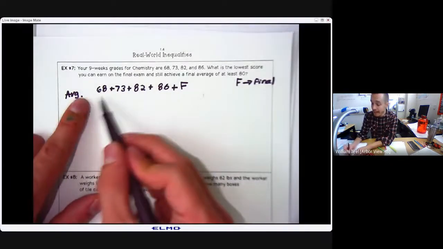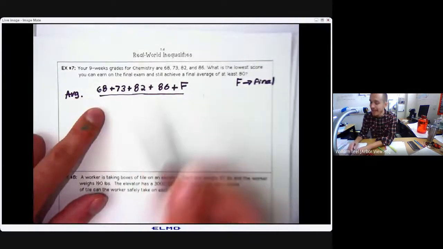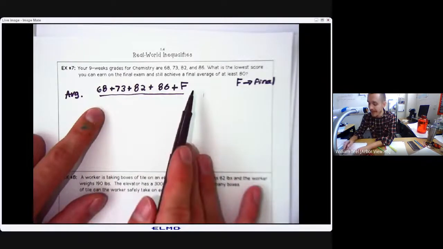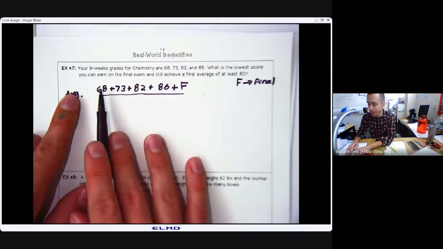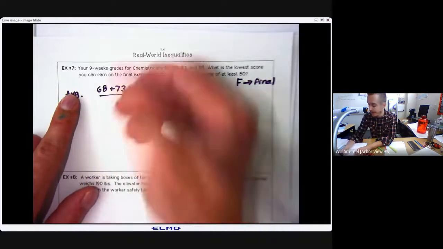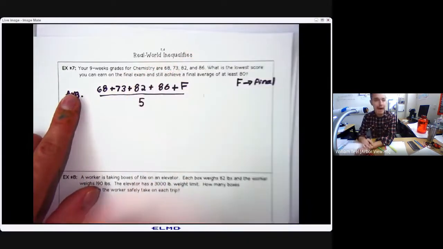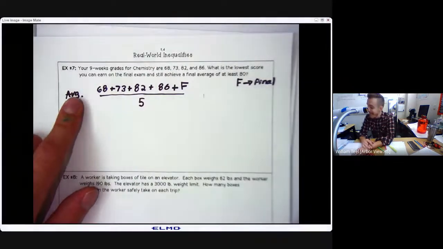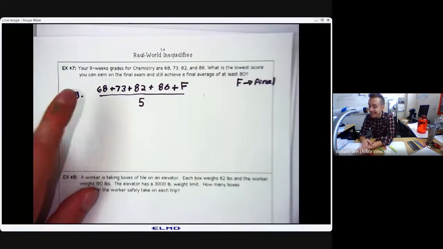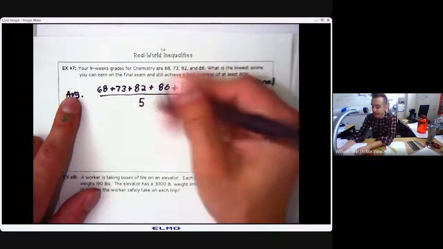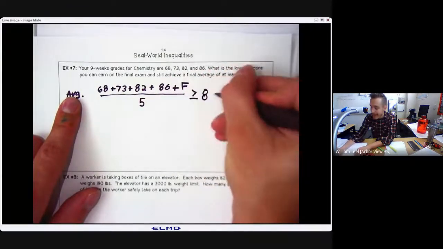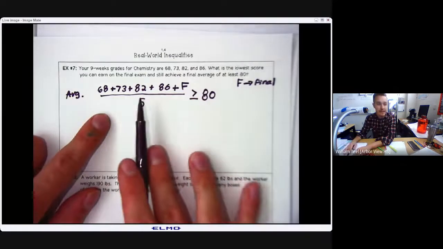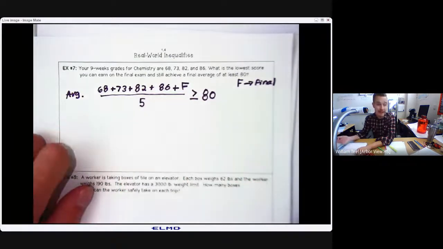In order to take the average, we have to divide the sum of all of the numbers by how many numbers we are adding together. So we are adding 1, 2, 3, 4, 5 numbers. So we're going to take that and divide by 5. Now we know that the average we want to be at least 80. So this average, I want it to be greater than or equal to 80. Hey, I would be pretty happy if it was greater than 80 because that would be good for my grade.